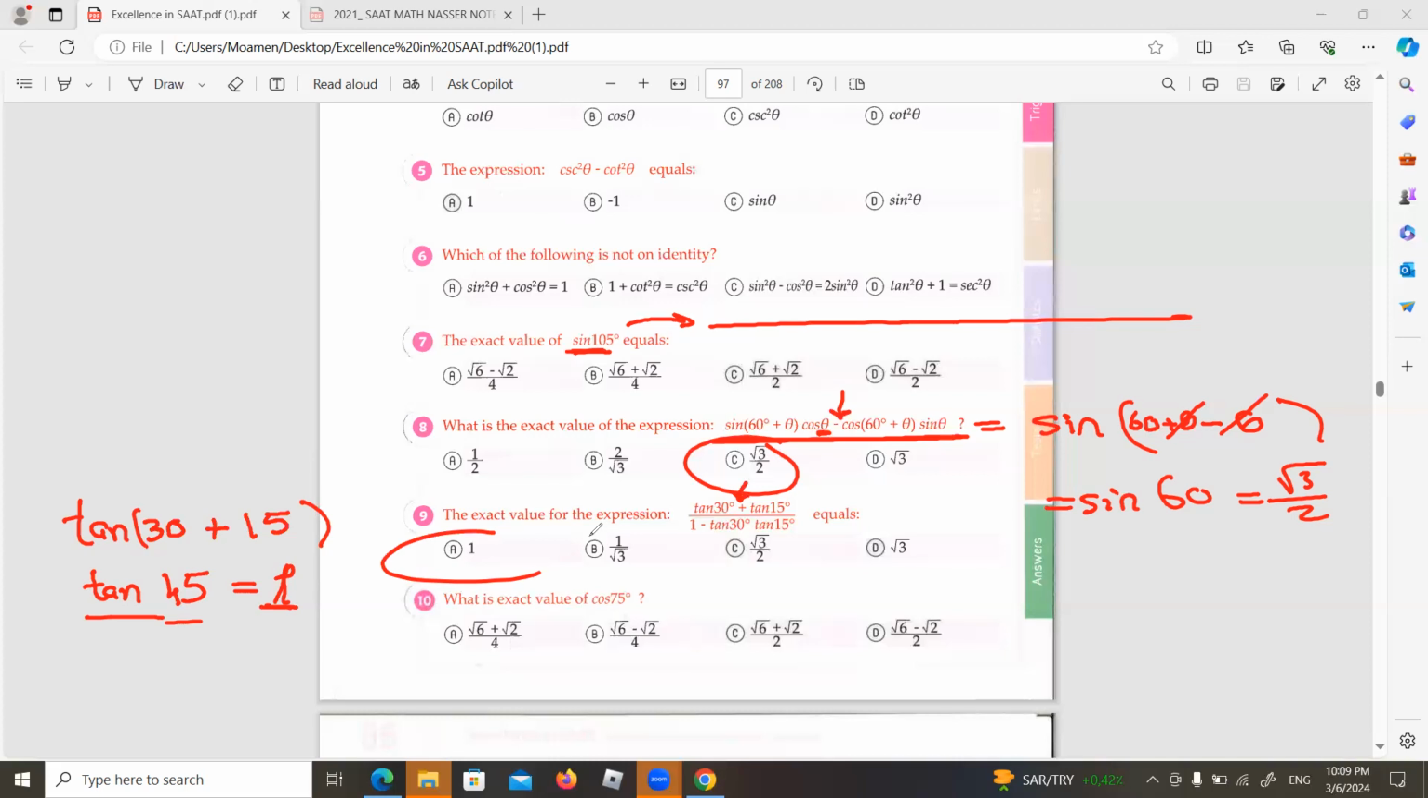I'm going to talk about the exam. About what? The exam. The exam of what? Of geometry. Are you ready for the exam?